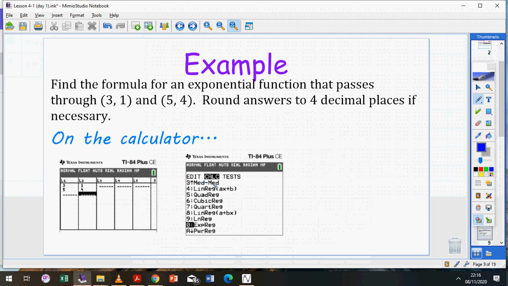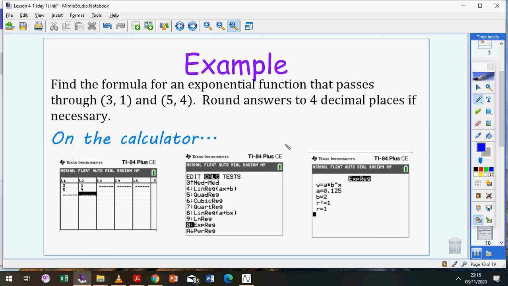On your phone, I don't think the option is number 0, but you should look for the option that says exponential regression. If you're using the school graphing calculator, then it will be number 0. And if you push enter, then it will give you the exponential equation. It will give you the a value and the b value of that data.